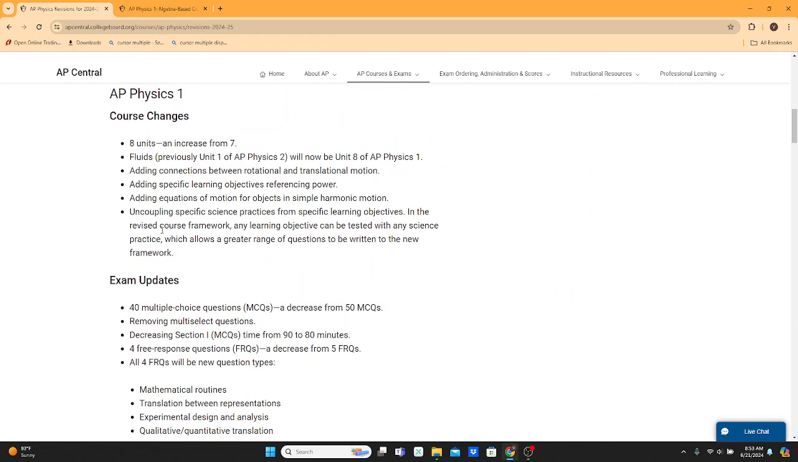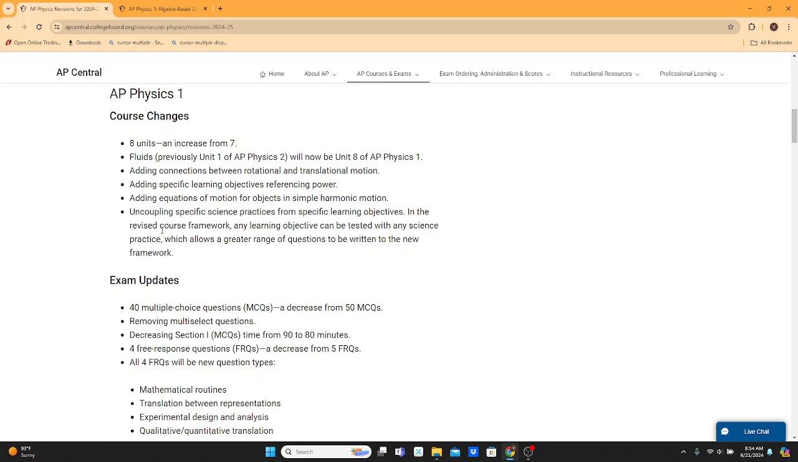For AP Physics 1, there are now 8 units, an increase from 7. The reason for this is the introduction of fluids from AP Physics 2. What this also means is that if you decide to take AP Physics 2, you don't have to learn fluids next year. Fluids in AP Physics 2 aren't as notoriously difficult as other topics, so it's not as bad, but it makes it a little bit more of a struggle to actually understand.